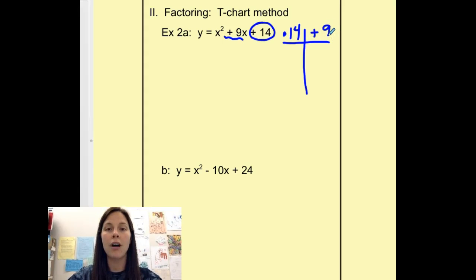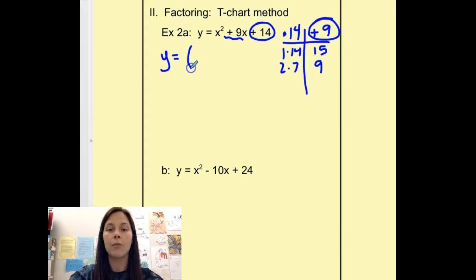So what we do is we think about all of the numbers that multiply to 14. We could have 1 times 14, or we could have 2 times 7. Then we take those same numbers, because the same numbers have to multiply to the constant and add to the middle term, and add them together. 1 plus 14 gives us 15, and 2 plus 7 gives us 9, which is what we want it to add up to. So we take those numbers that we just found in the t-chart, and we put them into the binomials. We put it into factored form. We have x plus 2 times x plus 7. That is the final answer. That is the factored form.